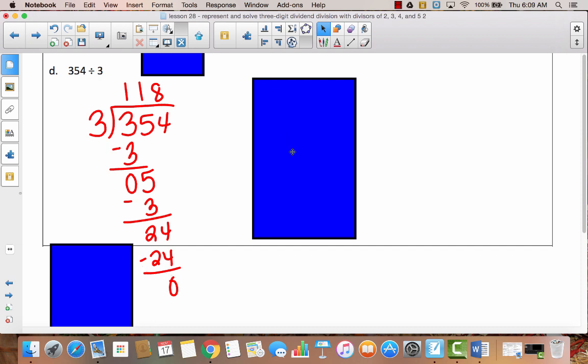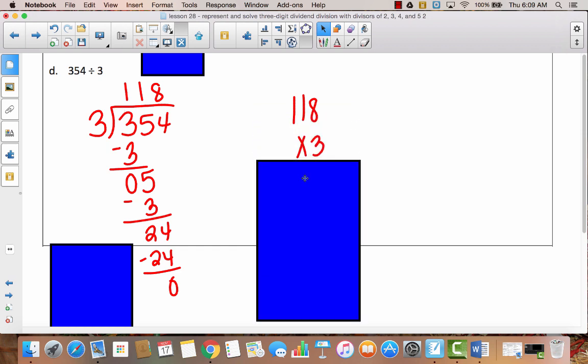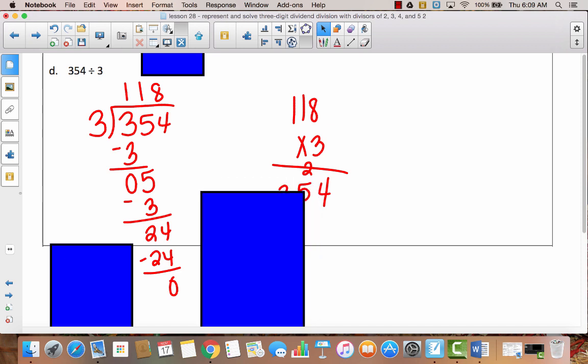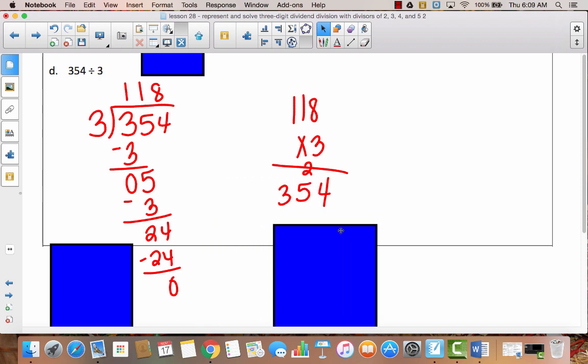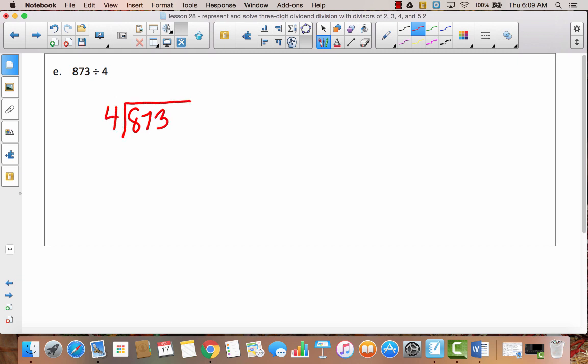So then it was time to check. I took my quotient. I was dividing by 3, so this time I multiplied times 3. And I had 8 times 3, which was 24. 1 times 3, which was 3, plus 2 is 5. And then 1 times 3, which is 3. Okay? All right, we've got another problem here. 873 divided by 4. Again, I want you to try to do as much of this problem as you can by yourself. Hopefully you're finding that you can do more and more every time by yourself.